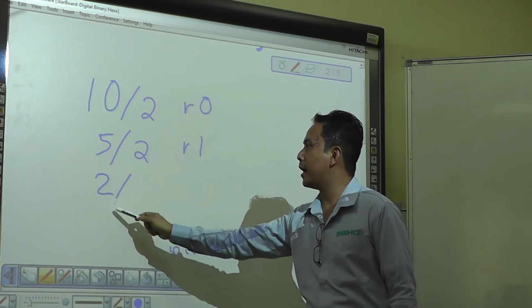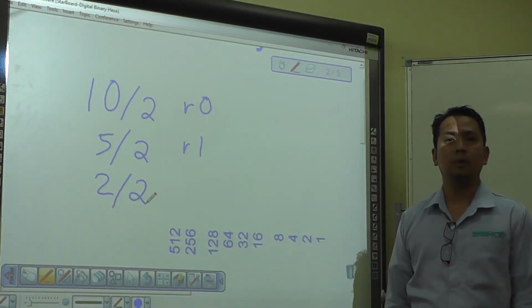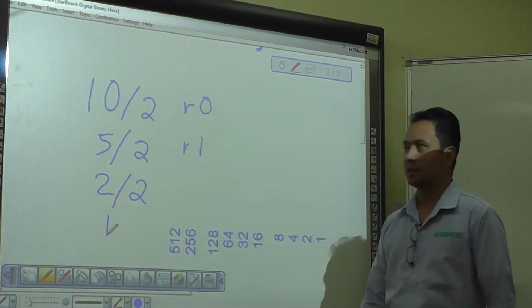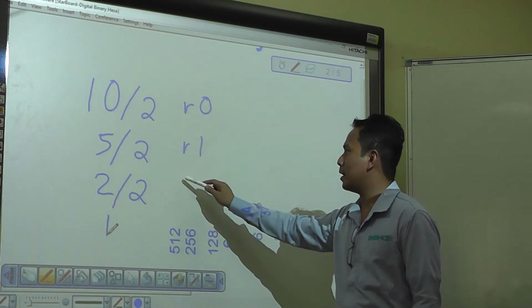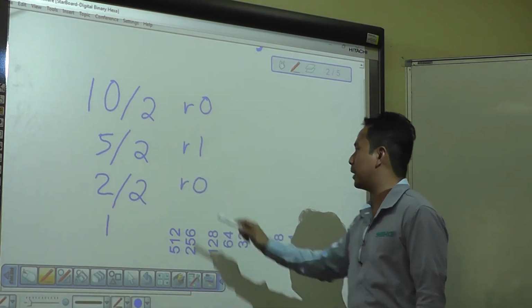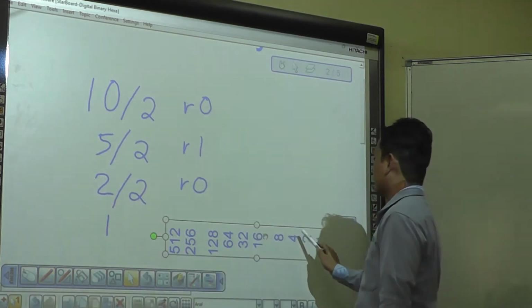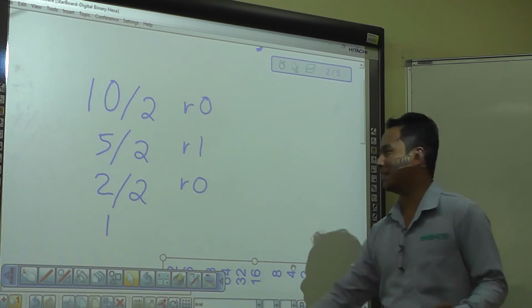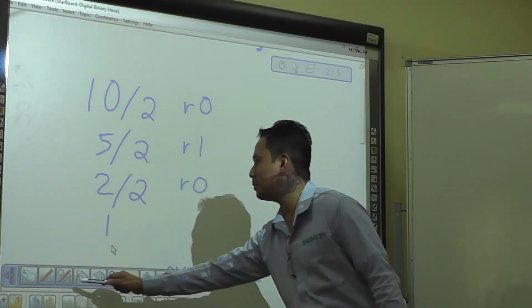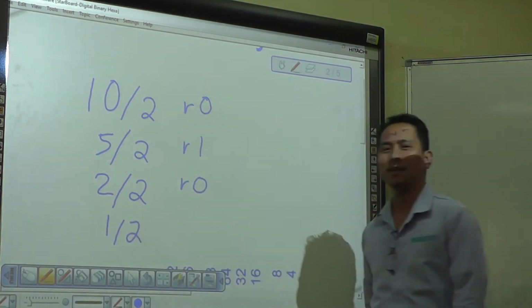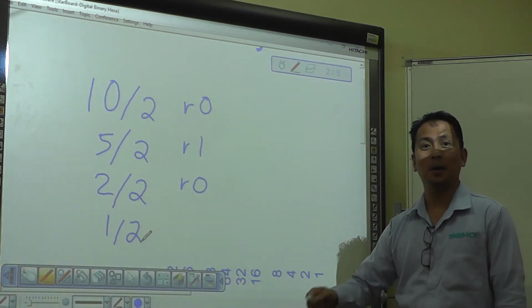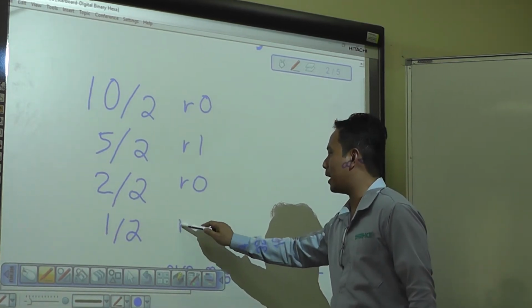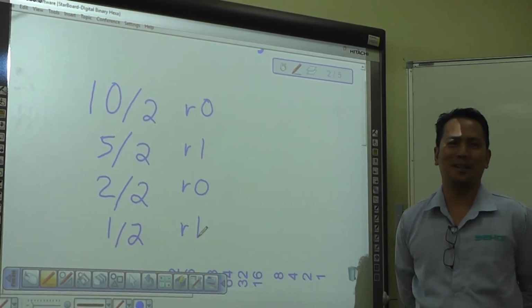Now, again, divide 2 by 2. How much? 1. So the answer is 1. Do we have a remainder? We do not have, so we will simply add 0. Then, let's try again. 1 divided by 2. What is the answer? 0.5. By that, you will simply add 1 as remainder.